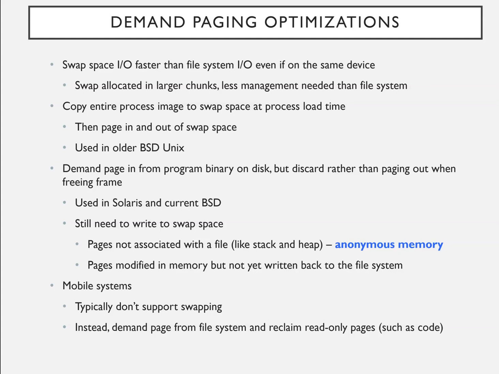You can also bring in a demand page from the program binary on disk, but discard rather than paging out when freeing the frame. What it means by that is, because we know the program isn't going to change, we can just get rid of it and reload it as we need it. But you still do need to write to swap space for pages not associated with a file, or pages that have been modified but not yet written back. Once again, mobile systems don't typically support swapping. Instead, they demand page from the file system and reclaim read-only pages.